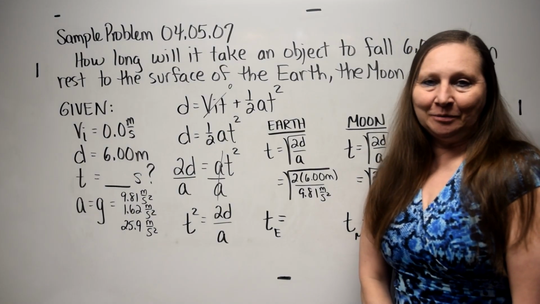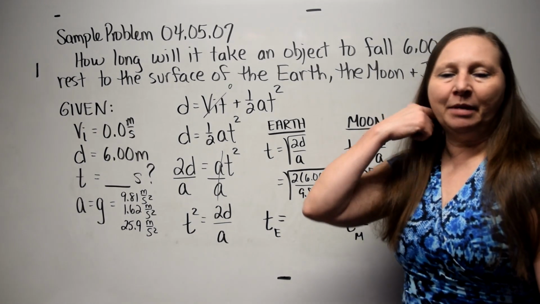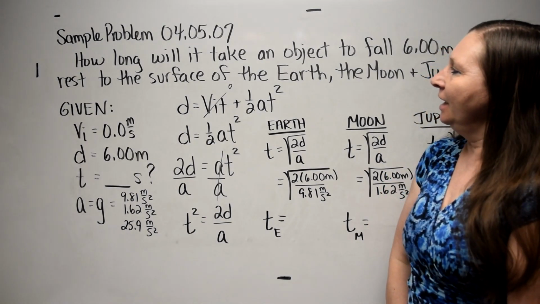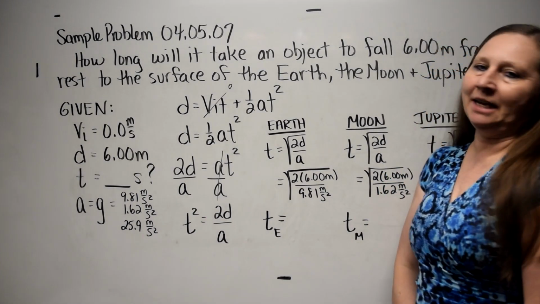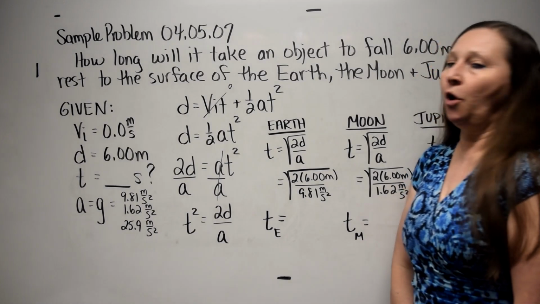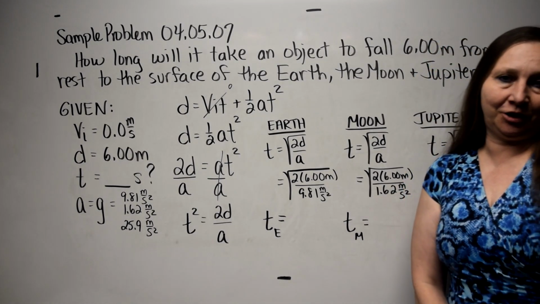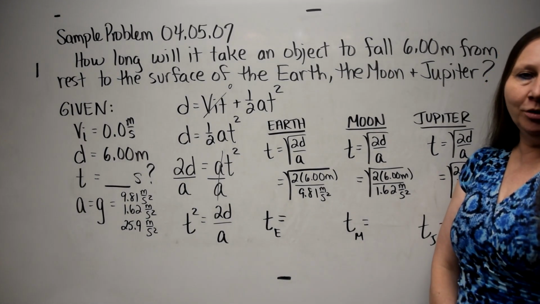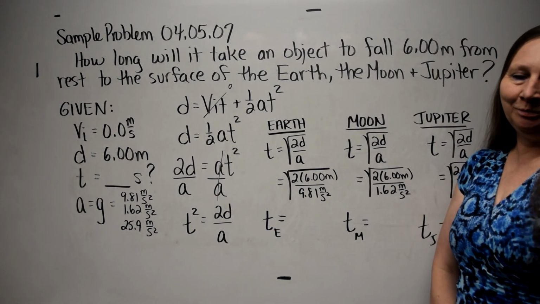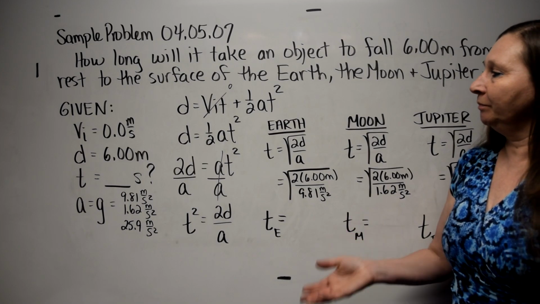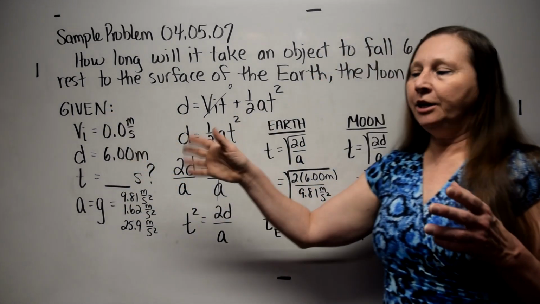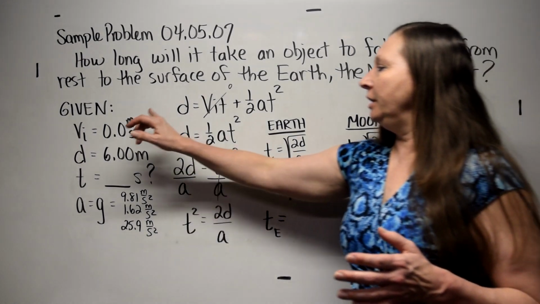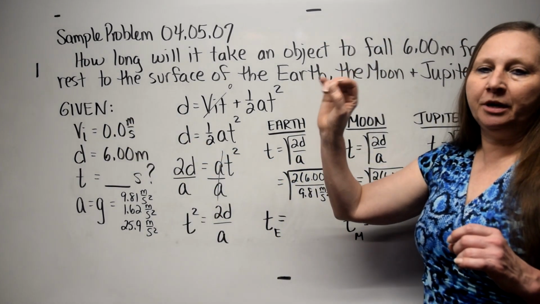So, as promised, a basic kinematics problem on 3 different celestial bodies. How long will it take an object to fall 6 meters from rest to the surface of the Earth, the Moon, and Jupiter? All right, so what are we given? We're given that in each case, the Earth, the Moon, Jupiter, the initial velocity is 0. The object is being dropped from rest.